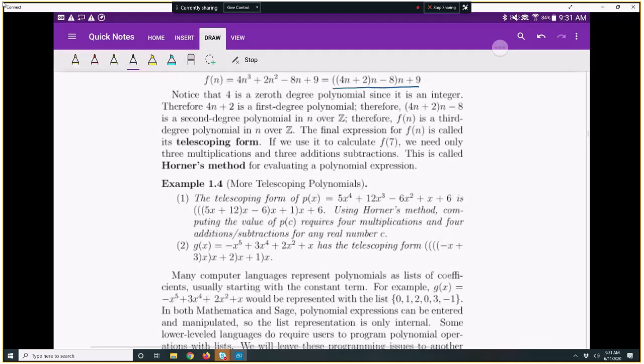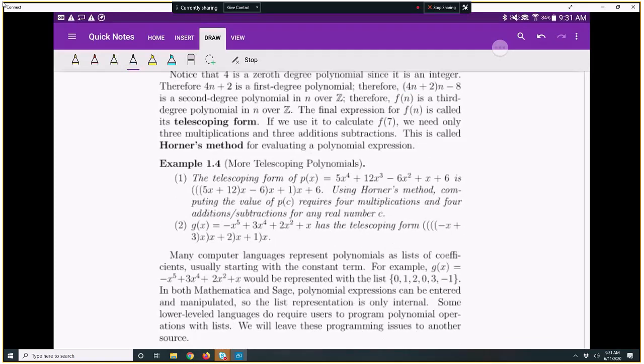And we can always find this form of a polynomial. So here's another example: 5x to the fourth plus 12x cubed minus 6x squared plus x plus 6. That can be rewritten in this way. So 5x plus 12 is inside parentheses. Then we'll multiply that term by x.